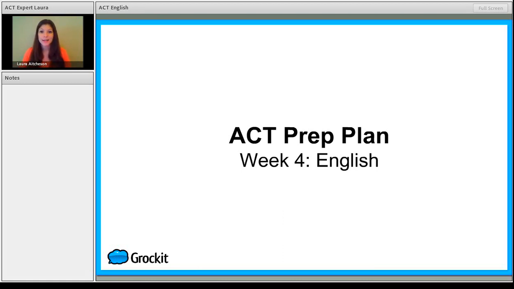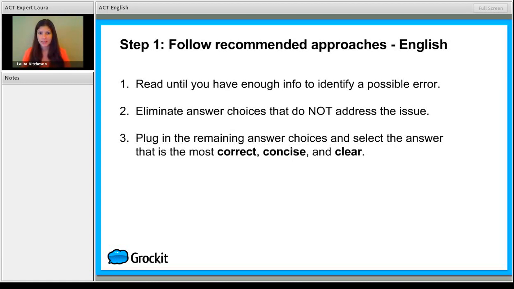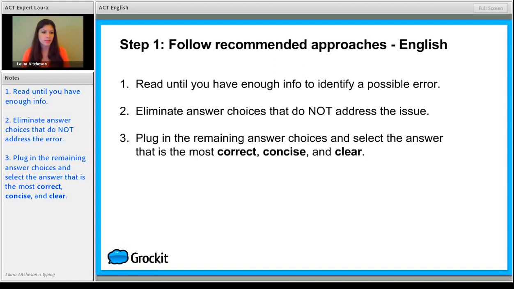All of this is laid out really strategically, but for every single question, you're actually going to be using the same method. So we're going to go ahead and put the method over here so that you can have it throughout our lesson. You want to read it until you have enough info to identify a possible error, which means you're not going to read through the entire passage. In the English section, you have 75 questions in only 45 minutes.